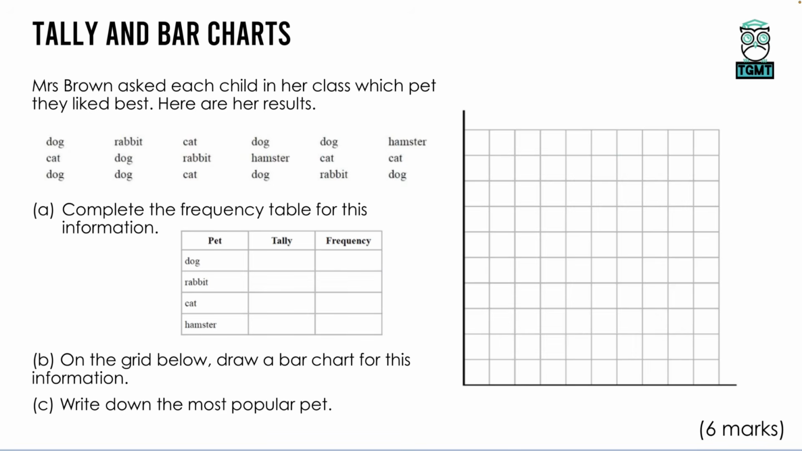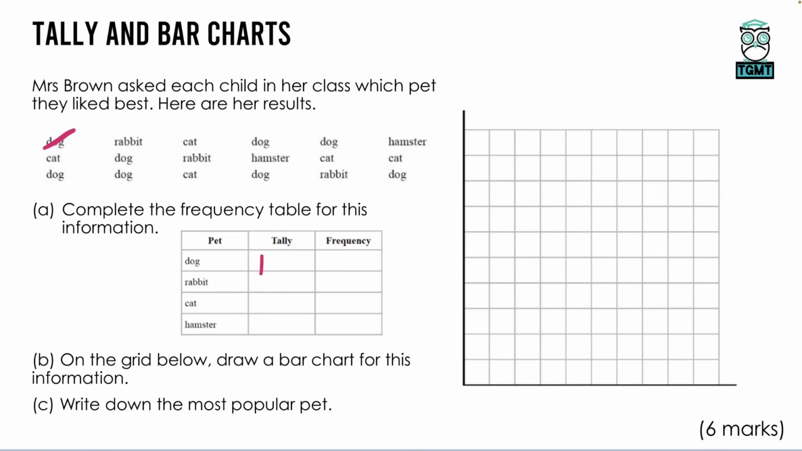Okay, so looking at tally and bar charts. It says Mrs. Brown asked each child in her class which pet they like best, and here are her results. It says complete the frequency table for this information, and on the grid draw a bar chart for this. So when we are filling this out, we'll go through the tally, and as we do each tally, we'll cross it off in the list.